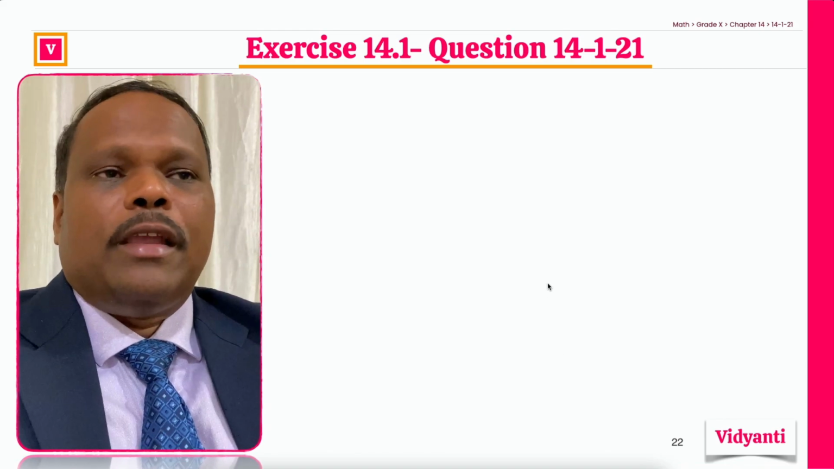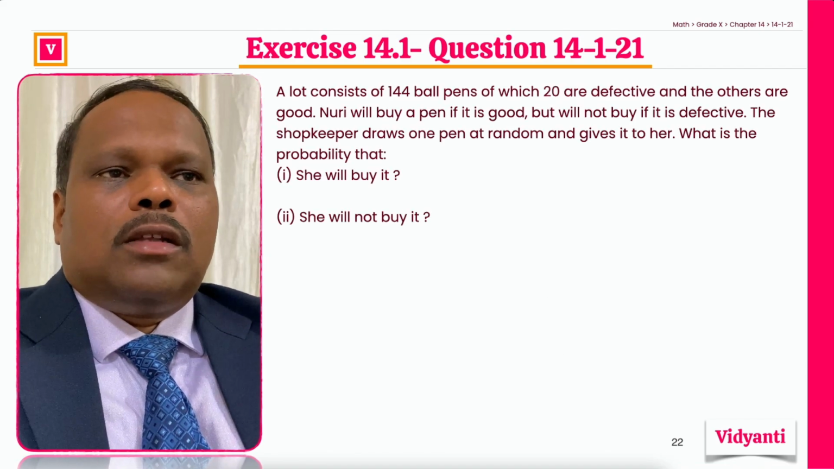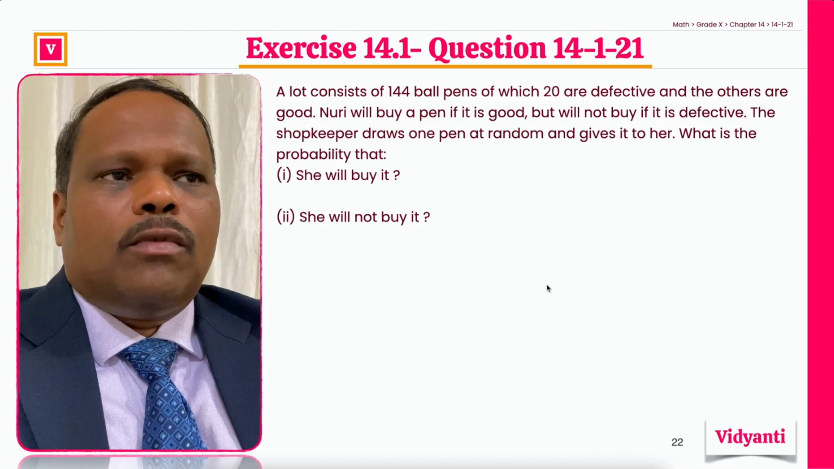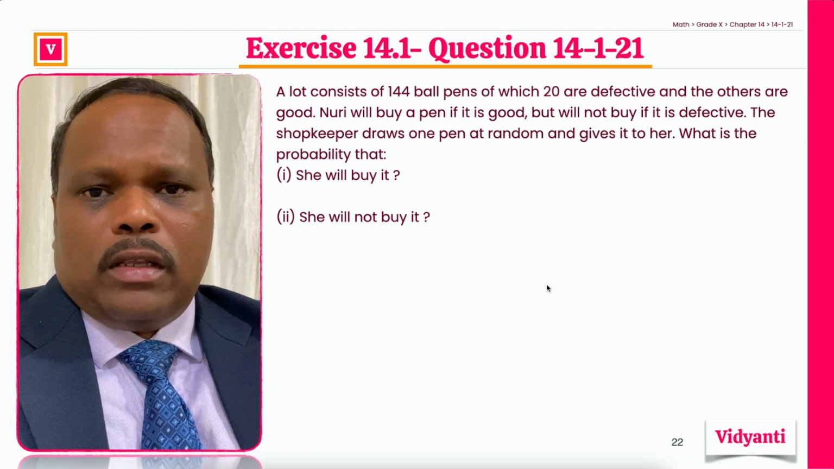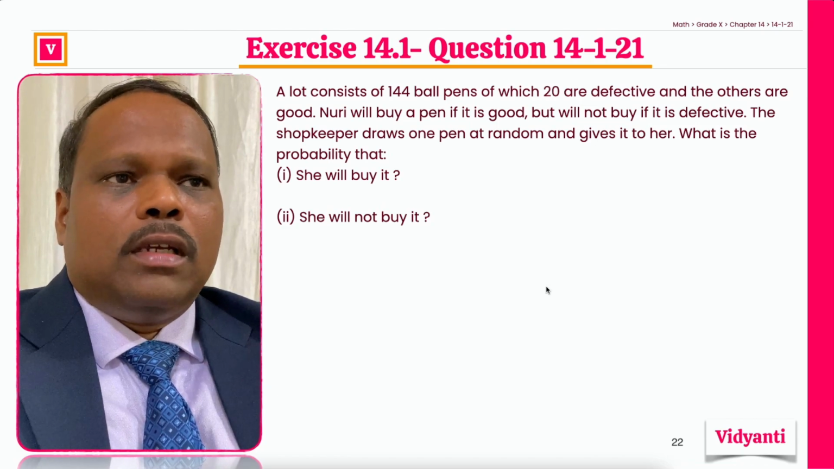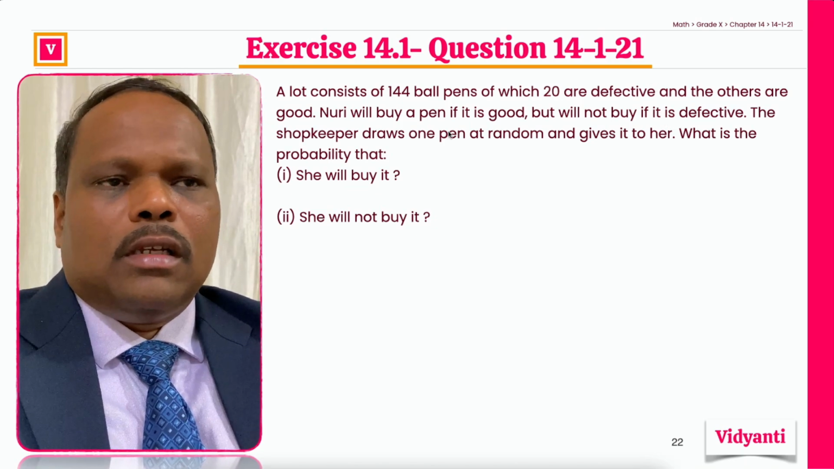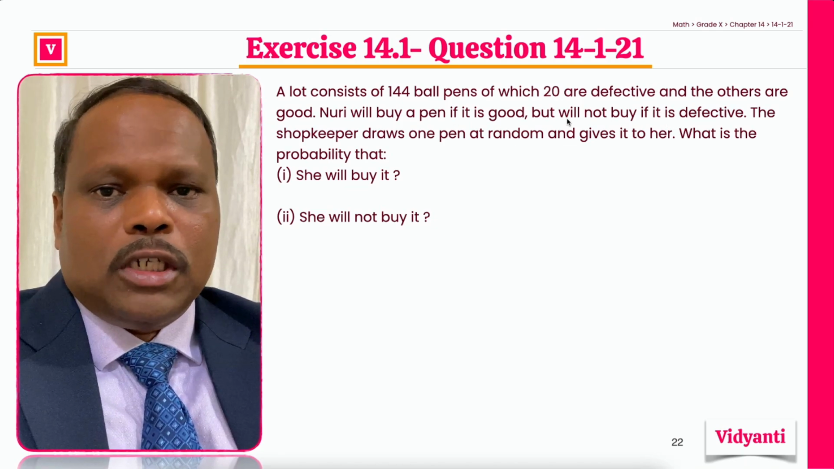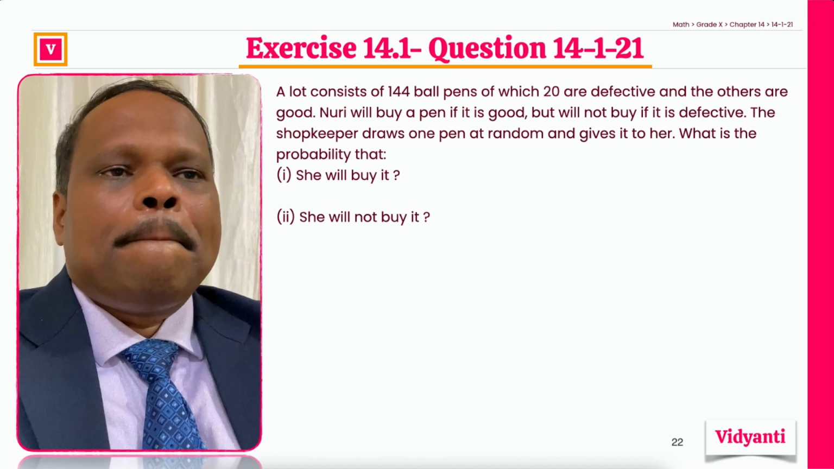It depends upon area. A lot consists of, this is similar to the previous one, 144 ball pens, which have 20 defective ones. And obviously, if somebody is buying a pen, he or she will not buy it if it's defective.